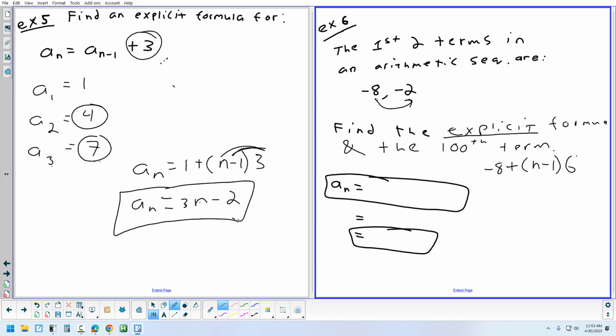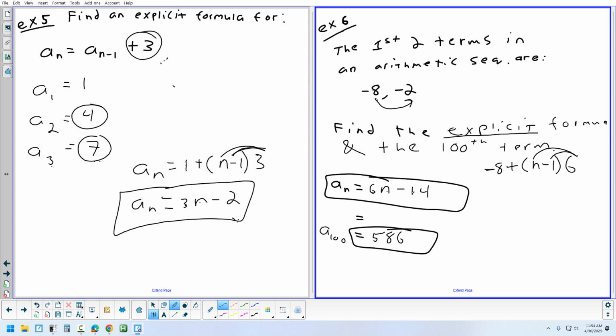So simplify that. 6 times n gives me 6n. 6 times negative 1 is negative 6, plus negative 8 is negative 14. Okay. So that's the formula. Now, what's the 100th term? 600 minus 14. 586. So take 100, plug it in. 600, take away 14. 586.